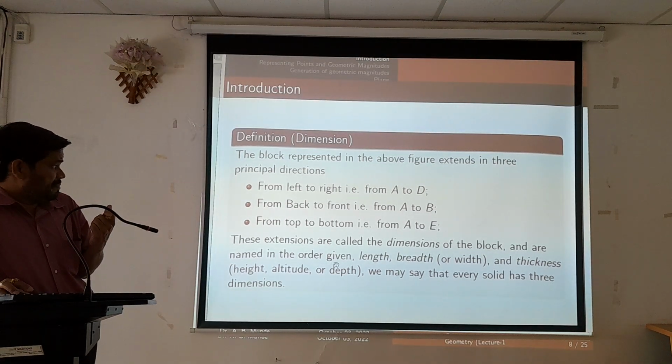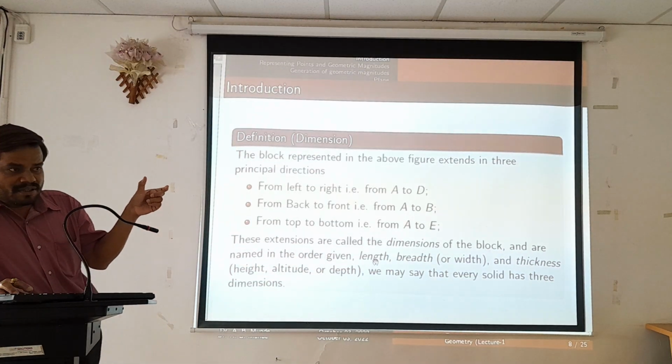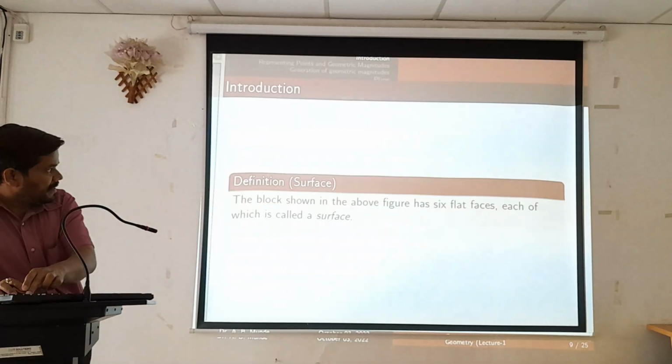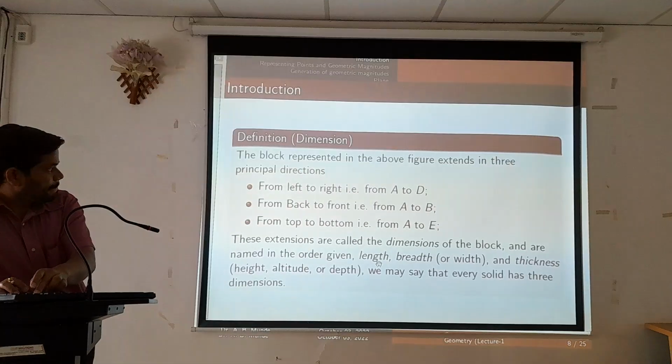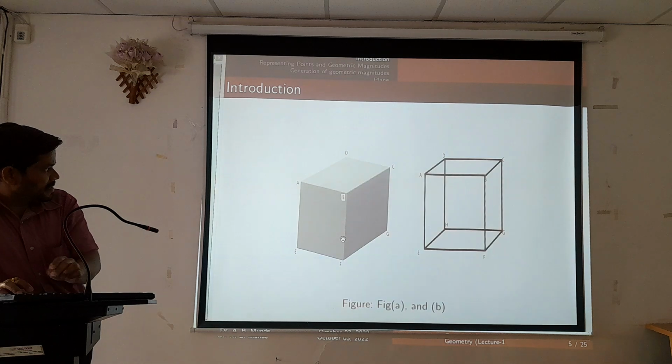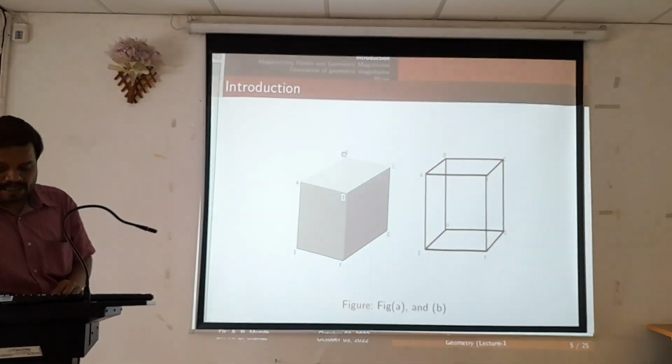So the first name in the order given is length, जी की A पासून D कडे जो पॉइंट गेला. So look here in this figure. Just see here. From this point A to D, this is the length.